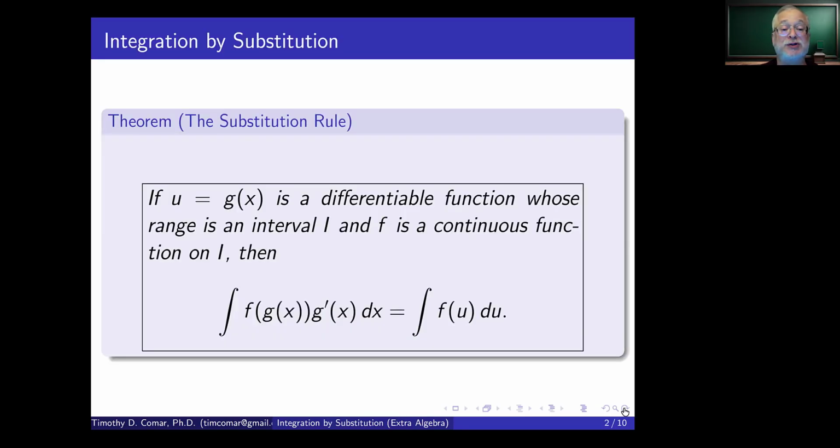So the substitution rule: if u is a differentiable function g of x, whose range is an interval I, and f is a continuous function on I, then we have that these two integrals are equal. And the basic idea here is that if we make the substitution where u is g of x, we end up with a simpler integral to compute.